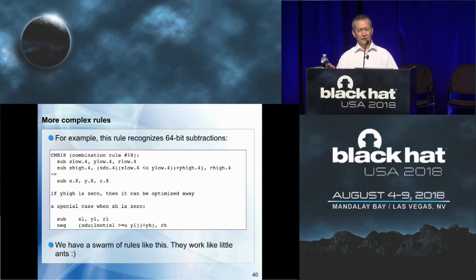We have also more complex rules. For example, the following rule recognizes 64-bit subtractions. You see that it is quite complex. The description looks complex, and believe me, the implementation is complex as well. So we implement such a rule in C++, and it is big, but on the other hand, it works very fast because of that.